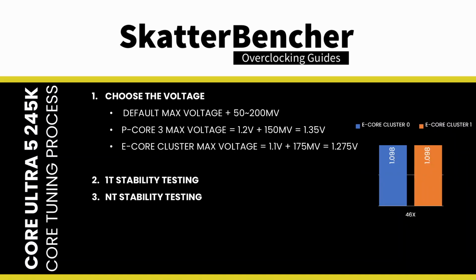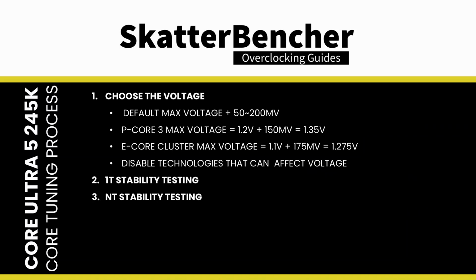For the E-cores, the maximum voltage is 1.1 volt, so I add plus 175 millivolt and set it to 1.275 volt. Note that we want full control over the effective voltage, so make sure to disable any technologies that might adjust the operating voltage, such as TVB or advanced voltage offset.